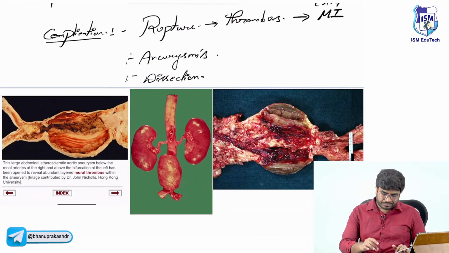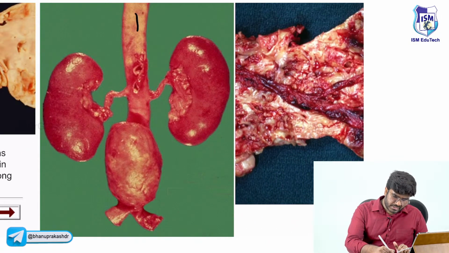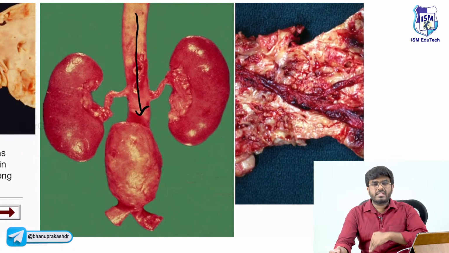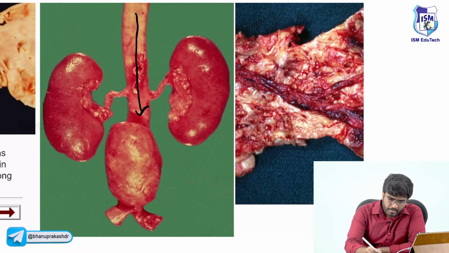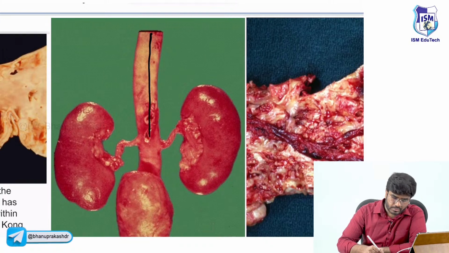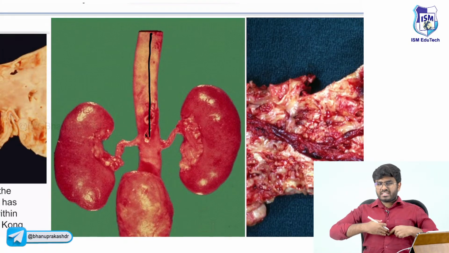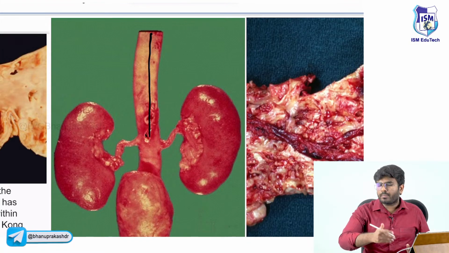Now, look here, guys. What exactly is this? Sorry, let me put it this way. I shouldn't say descending aorta. This is the abdominal aorta. First the ascending aorta, the arch of the aorta, the descending aorta in the thorax. Once it enters the abdomen, it is the abdominal aorta.